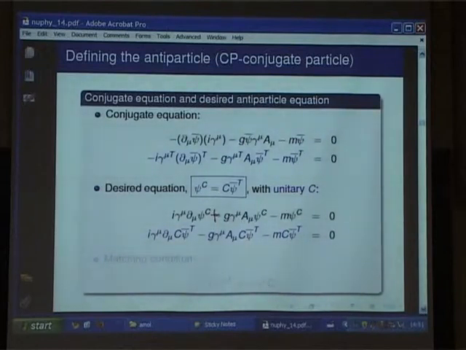So what I want is that this psi C should satisfy this equation. So mass is the same, coupling constant changes sign. So what does this mean? This means that my psi C is equal to C times psi bar transpose. That's my definition. So write down this equation. So i gamma mu del mu C times psi bar transpose plus G gamma mu A mu C psi bar transpose minus m C psi bar transpose is equal to 0.